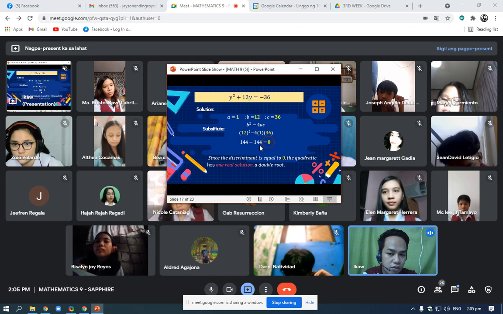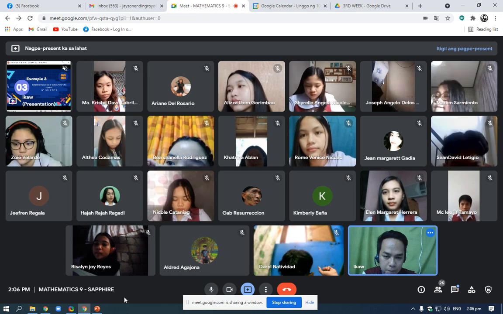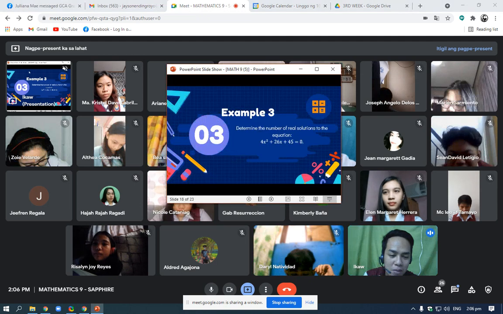Okay. Example number 3. Could you please read? Dito naman, sa mga hindi ko pa naririnig. Okay, Katrina, okay na ba? Baka marinig ko na si Katrina. Pakibasa nga po. Find the number of real solutions of 4x squared plus 26x plus 45. Sir, kinakabahan ako. Ba't ka kinakabahan, nak? Sige, tuloy lang. Plus 45.